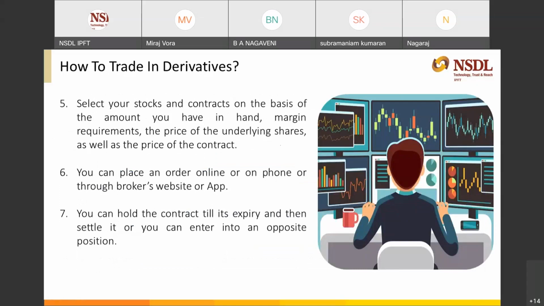Then you select your stocks or the underlying or the contracts, and you choose your expiries and enter into the trade. And whenever you feel that your trade is making a good amount of profit and you want to close your position, you can enter into an opposite position to settle your trade. Or whenever you feel that the trade has not worked in your favor and you want to close it out, you can also enter into an opposite trade and close out that position.